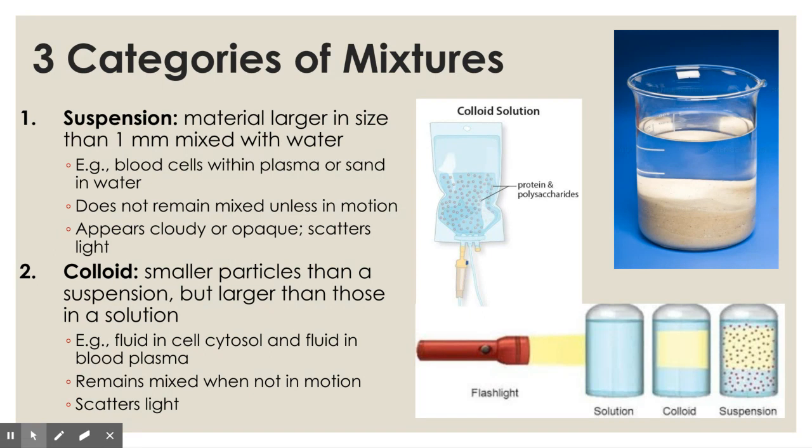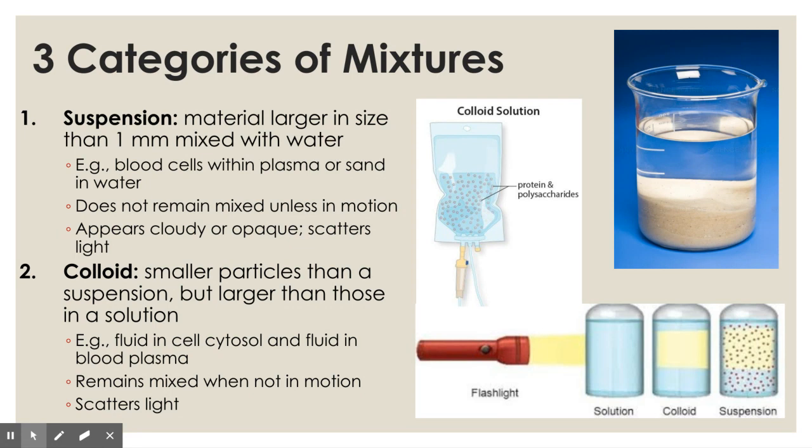And it will not stay mixed unless you keep it in motion, which is why if you get blood drawn to do tests, they'll put it on a rocking machine to keep your blood moving. Blood banks will do that once they thaw out blood because they want to keep it in suspension. And if you pass light through it, the light will scatter and the suspension will look cloudy or even opaque. You can't see through it.